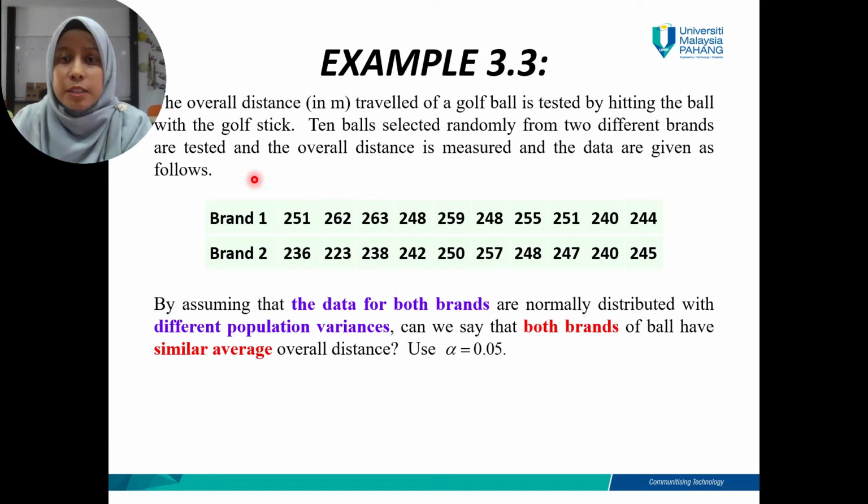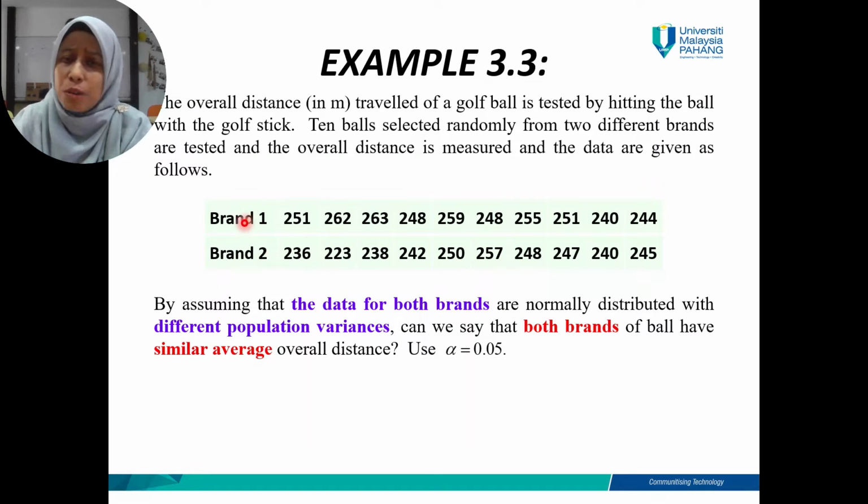So here they give you brand 1 and brand 2. What is this about? The overall distance in meters traveled by a golf ball is tested by hitting the ball with the golf stick. 10 balls selected randomly from 2 different brands are tested, and the overall distance is measured, and the data are given as follows. So this is the raw data. You have the first sample from brand 1 and the second sample from brand 2, and each sample has 10 data values. So the sample size is 10 for each sample.